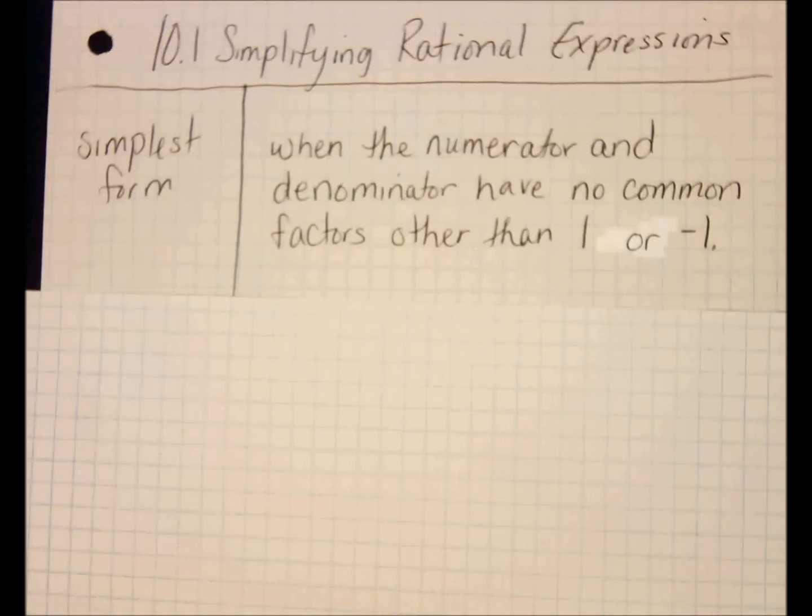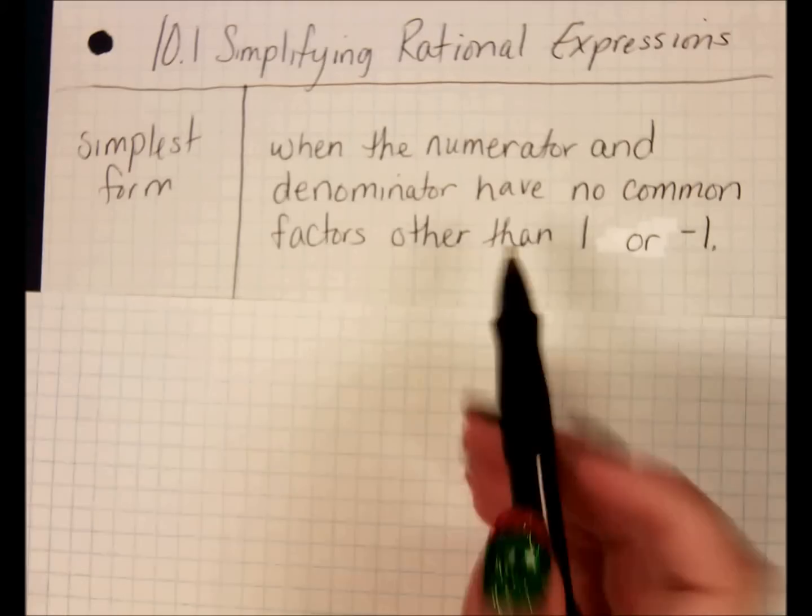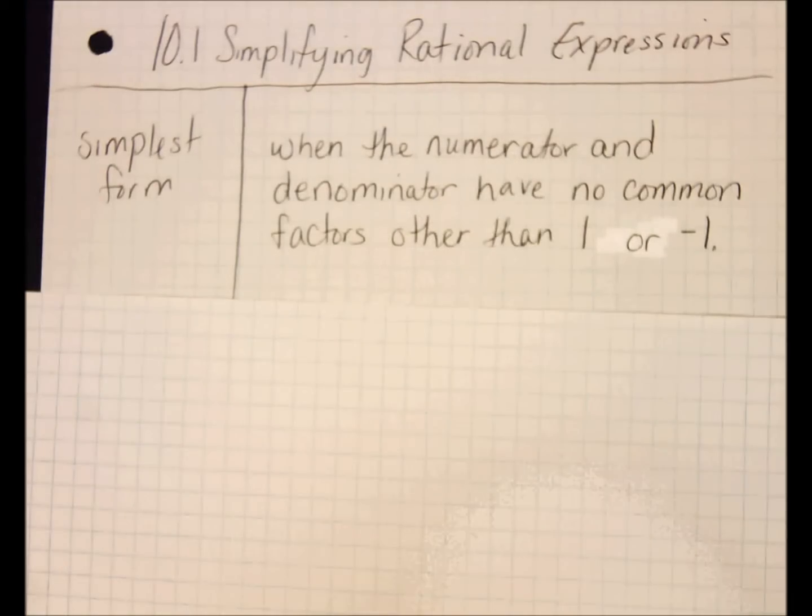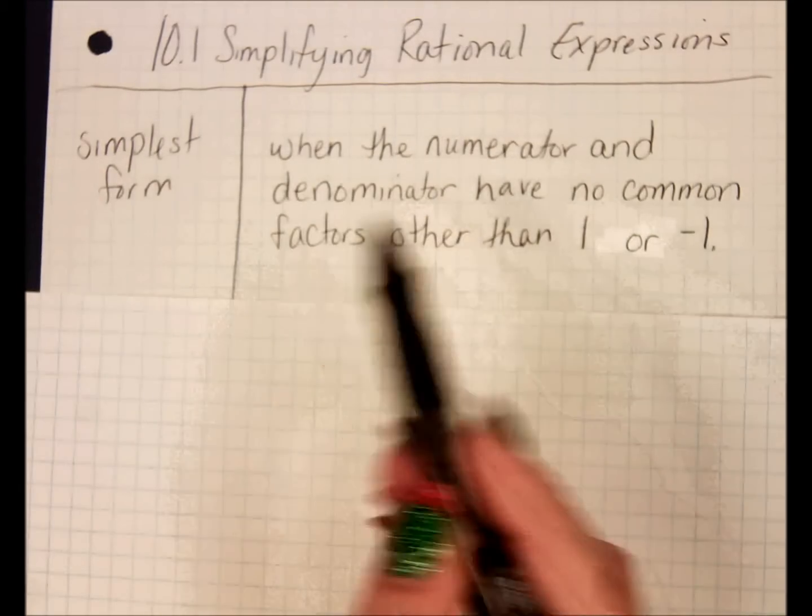Okay, so we have 10.1, simplifying rational expressions. Now, putting something in the simplest form is when the numerator and the denominator have no common factors other than 1 or -1. And sometimes we even would take that -1 out if it's going to help us with the problem. So remember your numerator and your denominator.